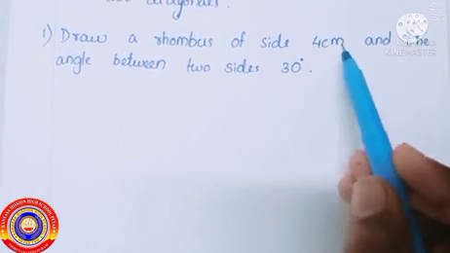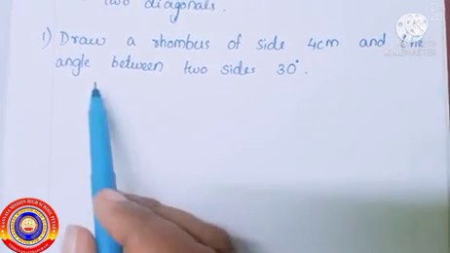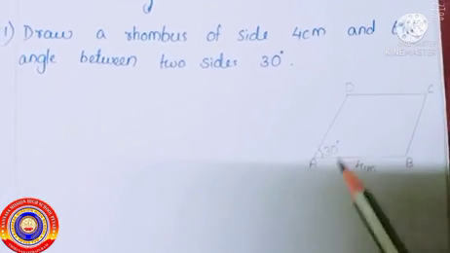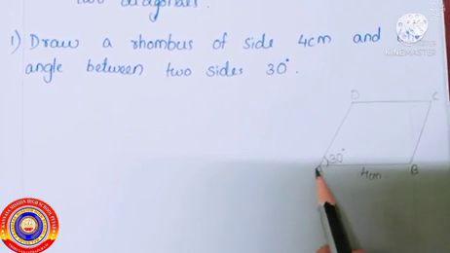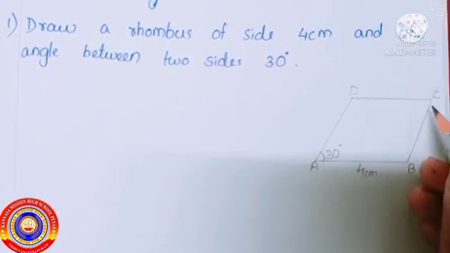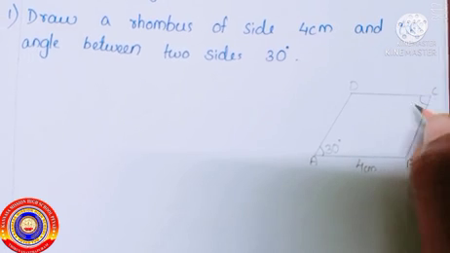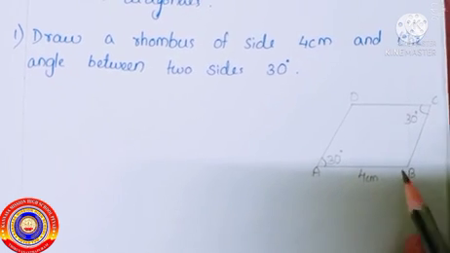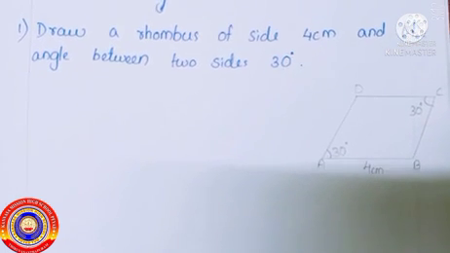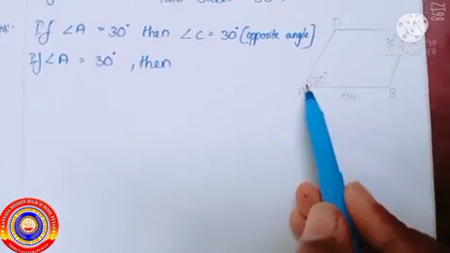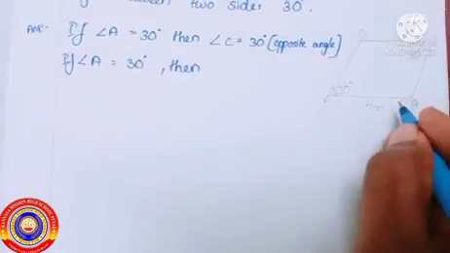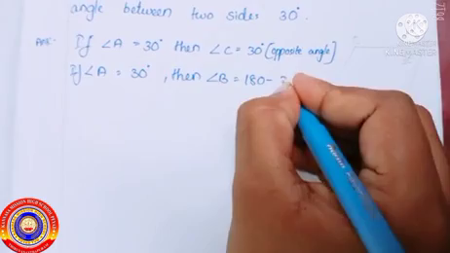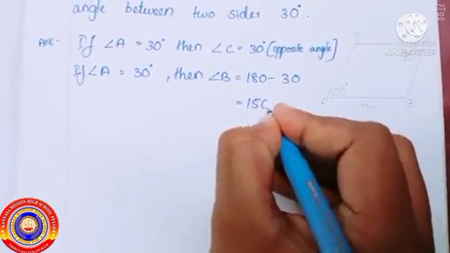Draw a rhombus of side 4 cm and the angle between two sides 30 degrees. First of all, let's draw a rough figure. So in the question, the side is given as 4 cm and the angle between two sides is 30 degrees. If angle A is 30 degrees, then angle C is also 30 degrees, which is the opposite angle. And if angle A is equal to 30 degrees, then angle B is equal to 180 degrees minus 30, that is equal to 150 degrees.